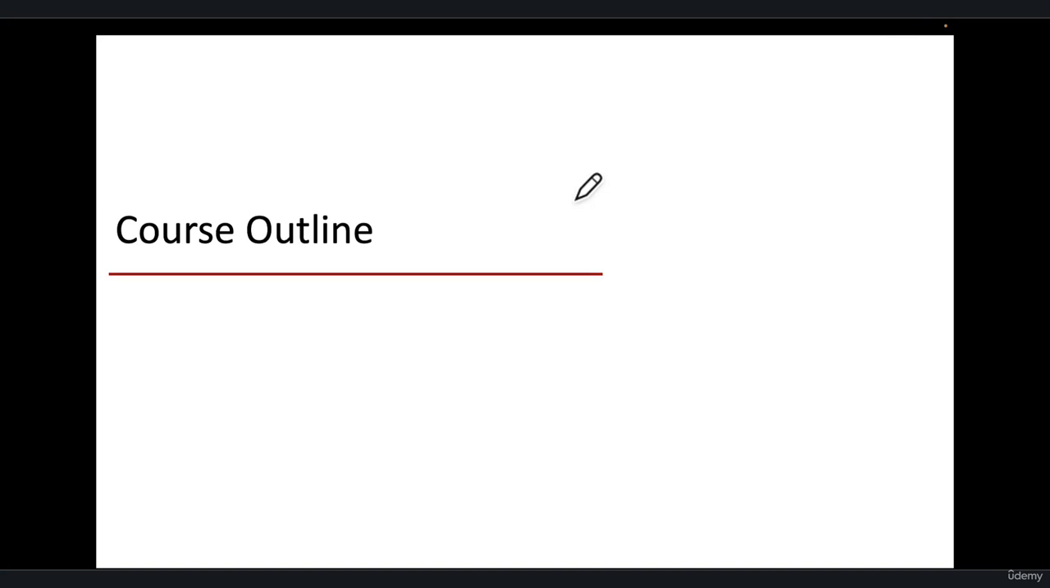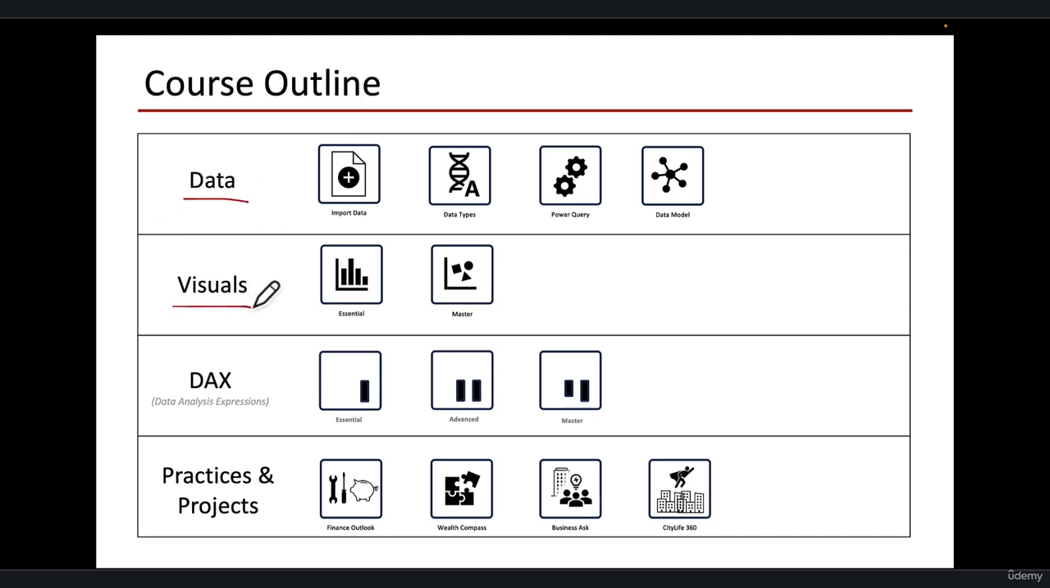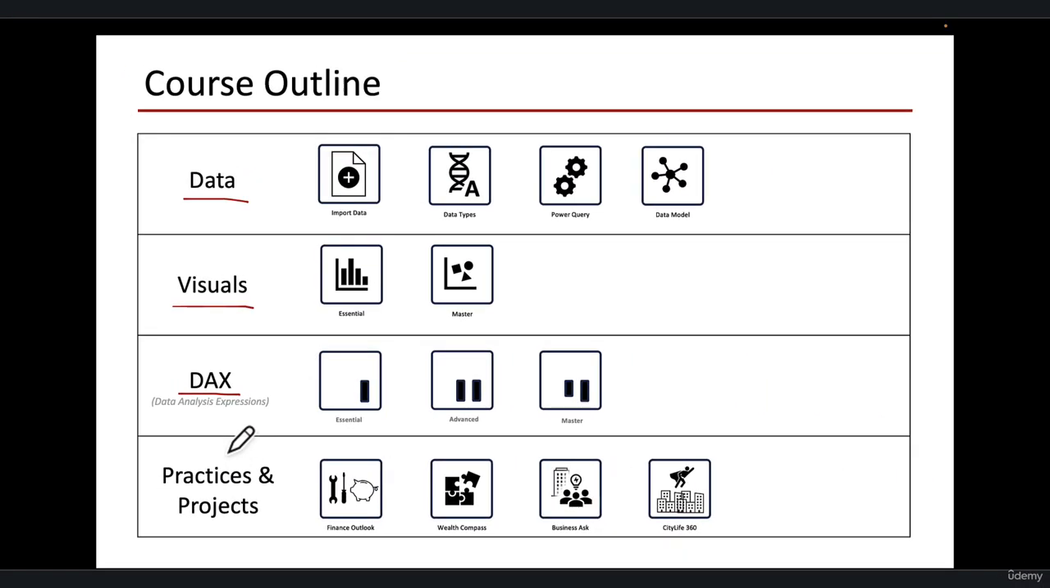Hello everyone, in this lecture, let's talk about the course outline. There are 4 main topics about this course. 3 of them are directly related to Power BI. Those are the data, the visuals, and also the numbers that are going to show up on the visual. So that is the DAX, data analysis expression. The last section about this course is about the practices and projects. Let's go through each of the topics one by one.